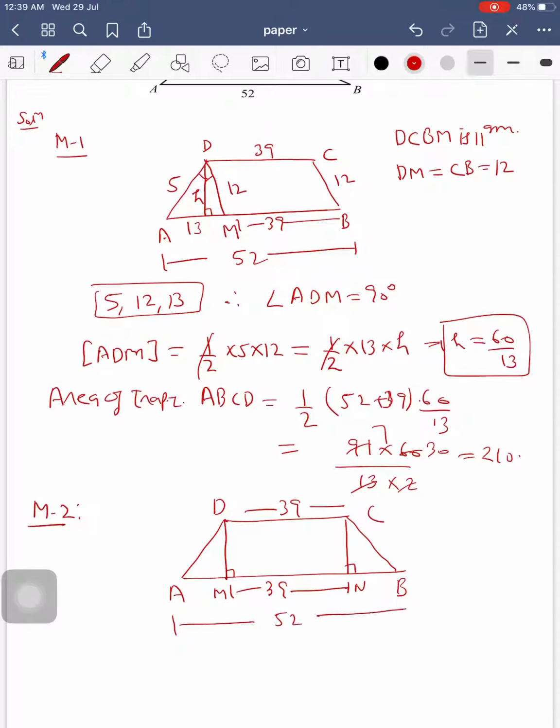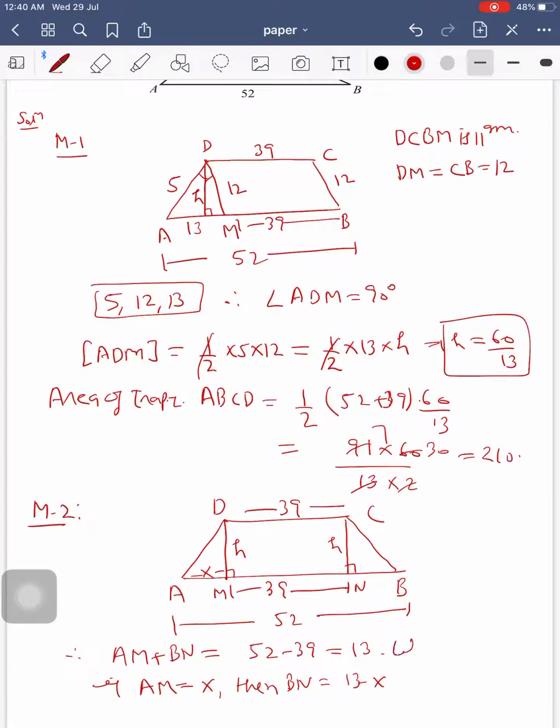Since AB is 52, what is the sum AM plus BN? The sum is 52 minus 39, that is 13. Okay, if AM equals X, then BN is 13 minus X. Suppose DM equals CN equals H.